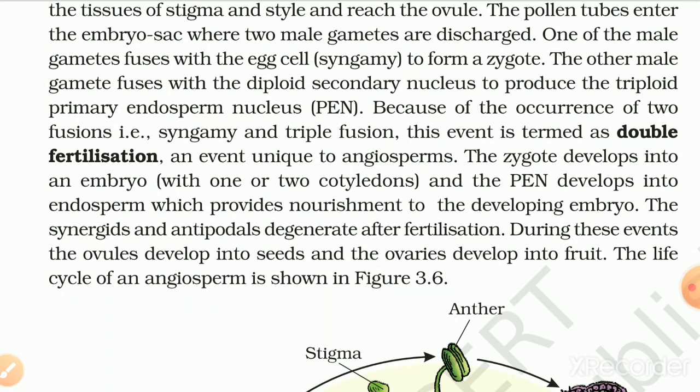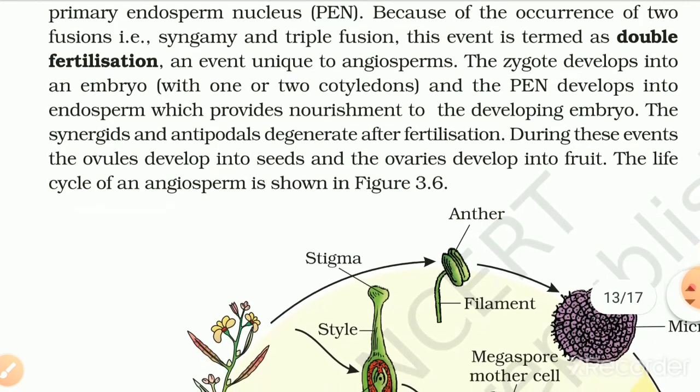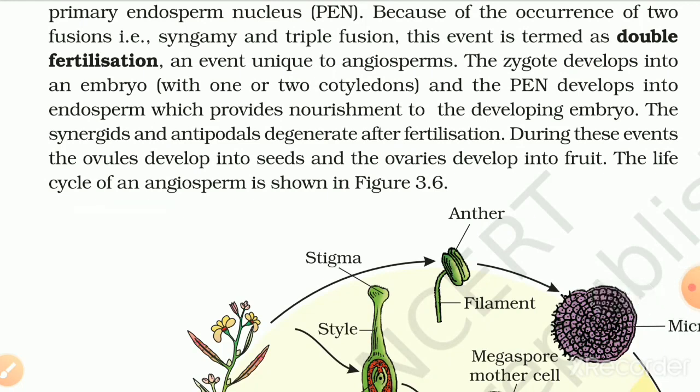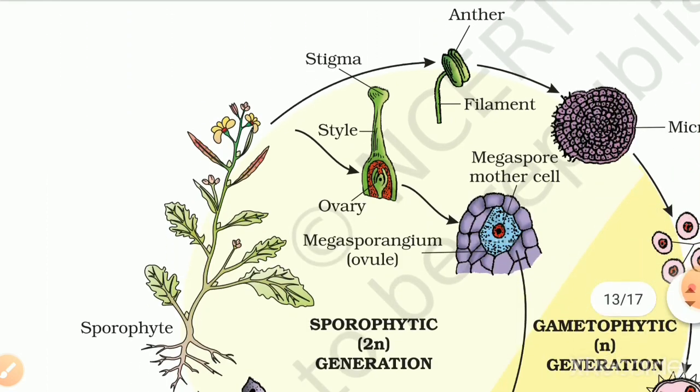Because of the occurrence of 2 fusions, that is syngamy and triple fusion, this event is termed double fertilization, an event unique to angiosperms. The zygote develops into an embryo with 1 or 2 cotyledons, and the PEN develops into endosperm, which provides nourishment to the developing embryo. The synergids and antipodals degenerate after fertilization. During these events, the ovule develops into seed and the ovary develops into fruit. The life cycle of an angiosperm is shown in figure 3.6.